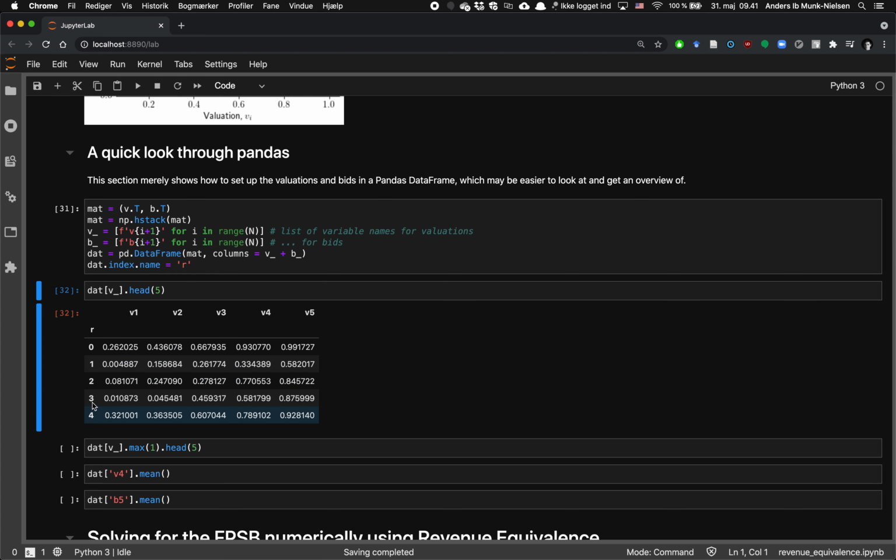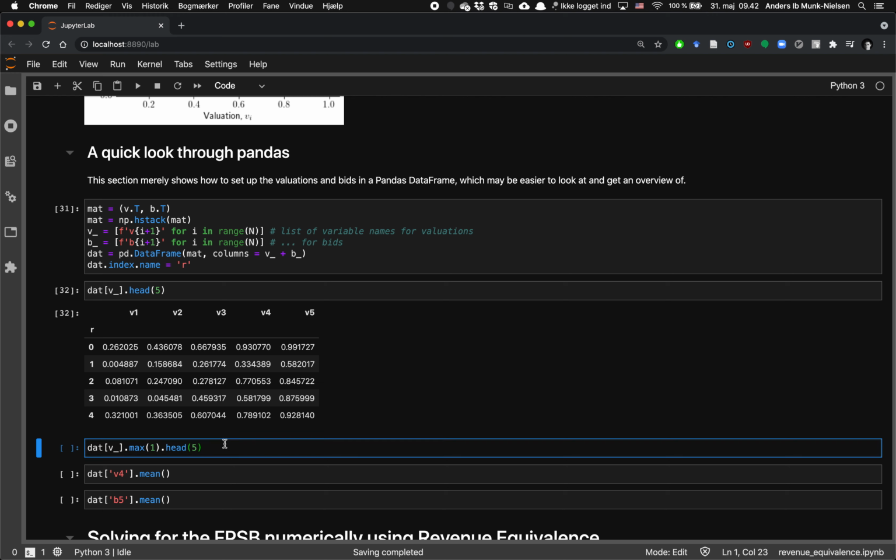So you can see the replications, the draws, the samples are going down here, and here you can see the valuations. And as you can see, each of these rows has been sorted. That's what we did when we used the argsort and take_along_axis. So they're increasing. So V5 is always the largest number.